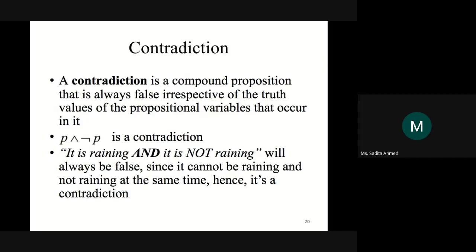It is raining and it is not raining. Both cannot be true at the same time. One will always be false, which will make the whole statement false. It is raining and it is not raining is a contradiction. You cannot have both be true at the same time. It doesn't work. It's a contradiction. Everybody understands contradiction and tautology?